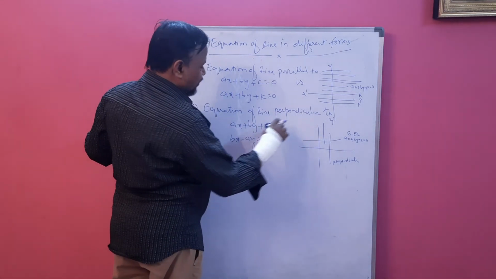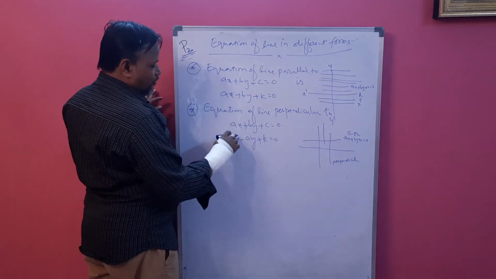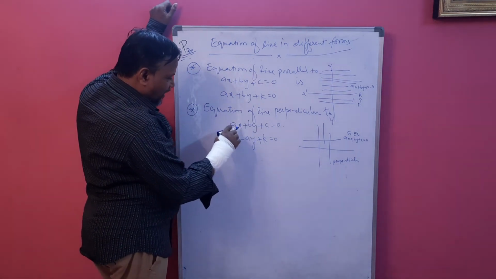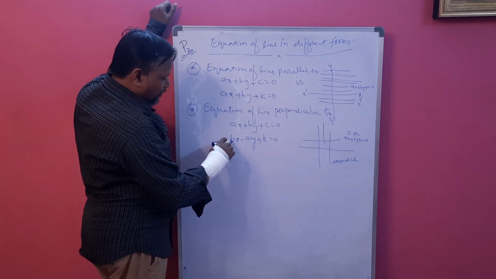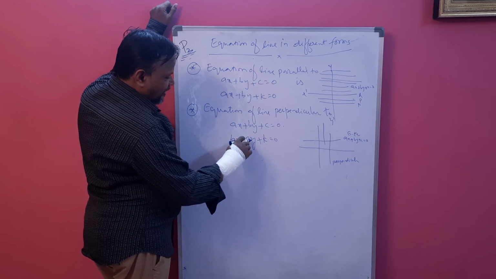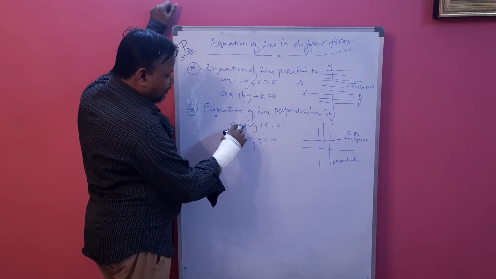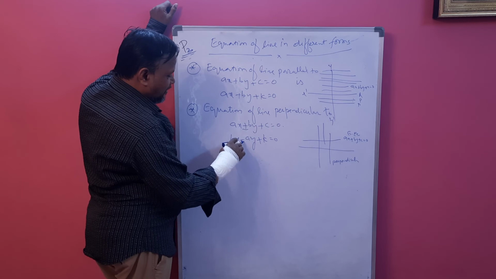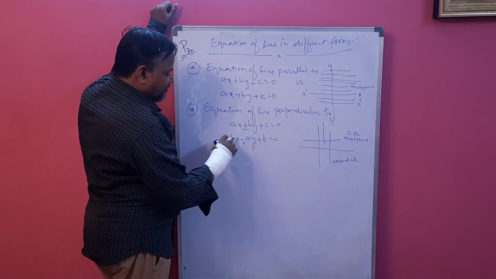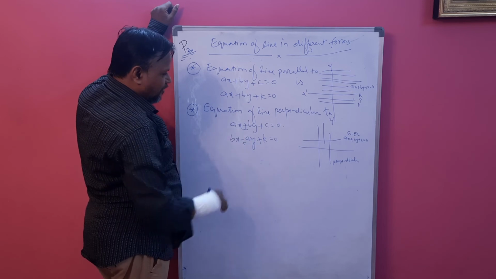Equation of a line perpendicular to this: again the general equation is there. So what we have to change here is the coefficient of y is put in place of the coefficient of x, and the coefficient of x becomes the coefficient of y with a negative sign. If positive is there, you make it negative; if negative is there, you make it positive. And the constant also changes, interchanging the coefficients with sign also. If plus is there, we take minus; if minus is there, we take plus.